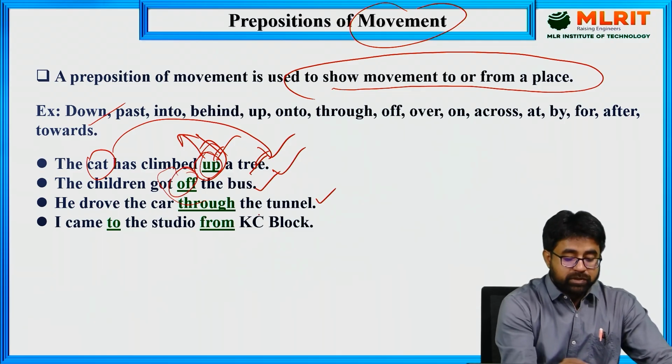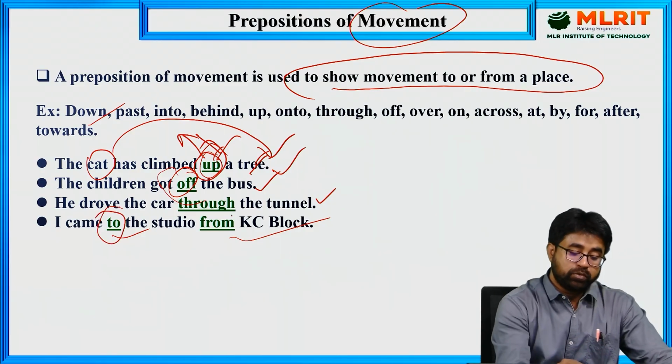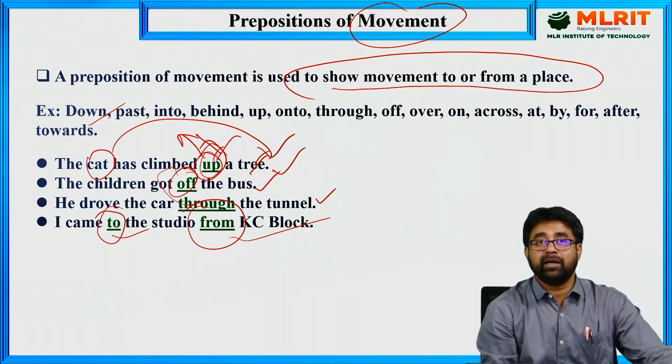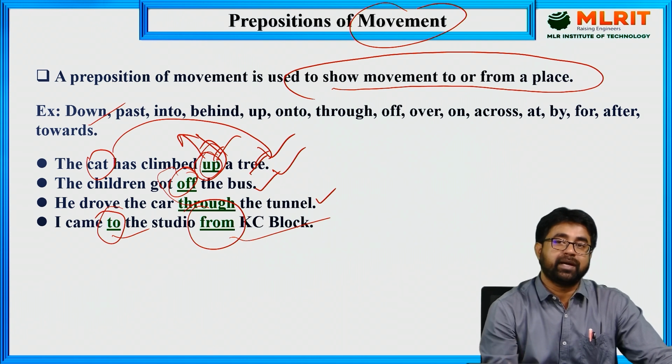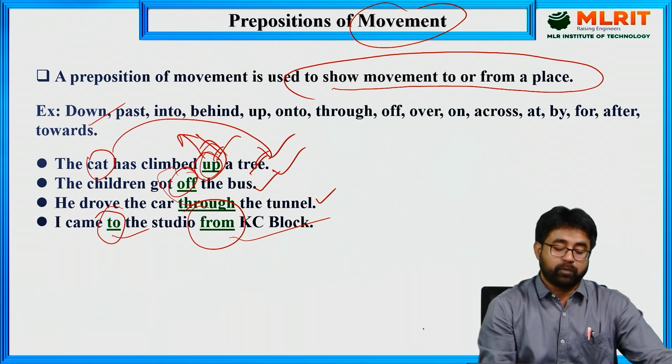I came to the studio from KC block. You can see I just came to the studio. So these two, to and from, are also examples of what? Prepositions of movement, because I am talking about a movement from one place to another place. So that's why they are known as prepositions of movement.